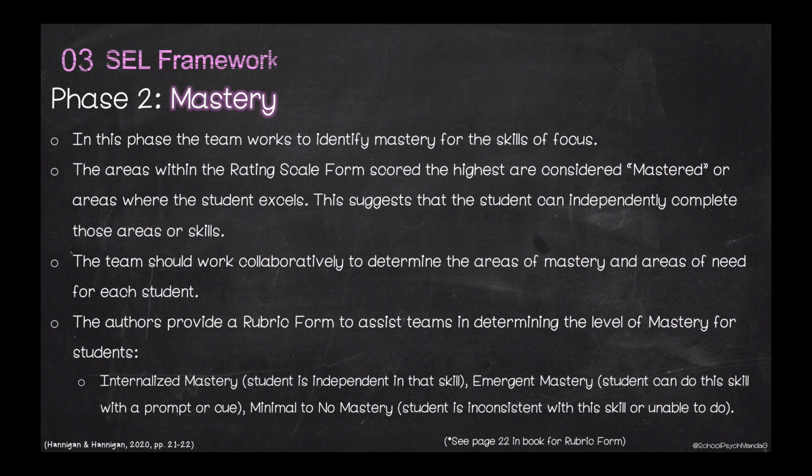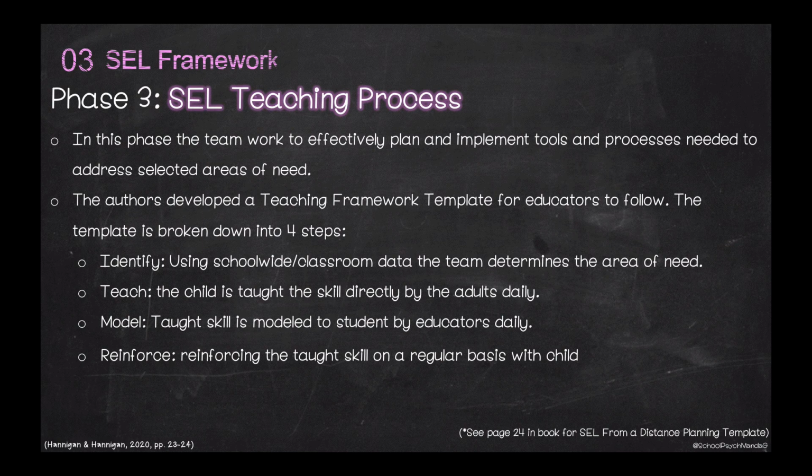They might need a prompt or a cue, but they're able to do it when they need to. And then minimal to no mastery is exactly that. That would be the lowest ranking competency on that rating form. This is the area that the students are really struggling in. They're not consistent. They need direct and explicit teaching in that area.